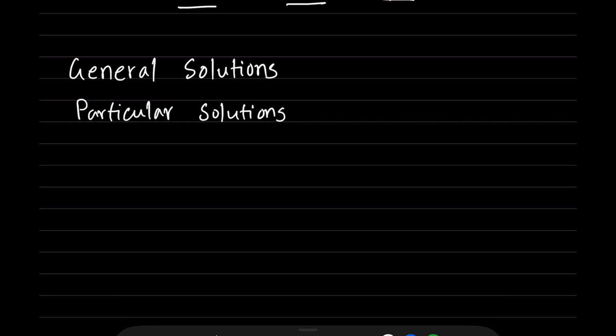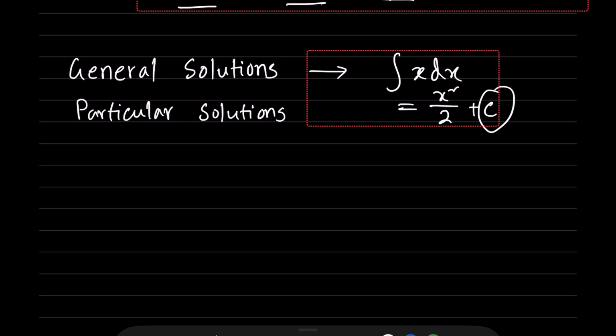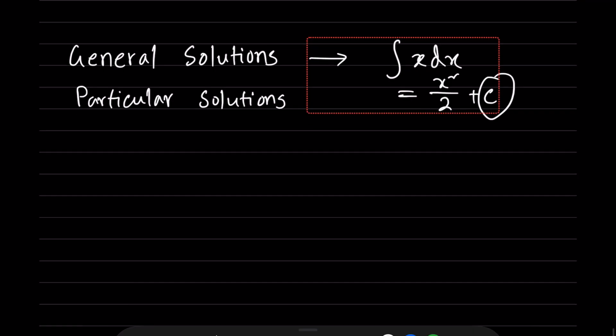Because if you remember, if you do integration, let's just say integration of x dx, it will produce x squared by 2 plus c. Because of this arbitrary constant, if you don't know the boundary conditions or initial conditions of your differential equation, you will not be able to identify this arbitrary constant, and in that case you will not be able to get to the particular solution. So a particular solution involves understanding and knowing the initial and boundary conditions of your equation.